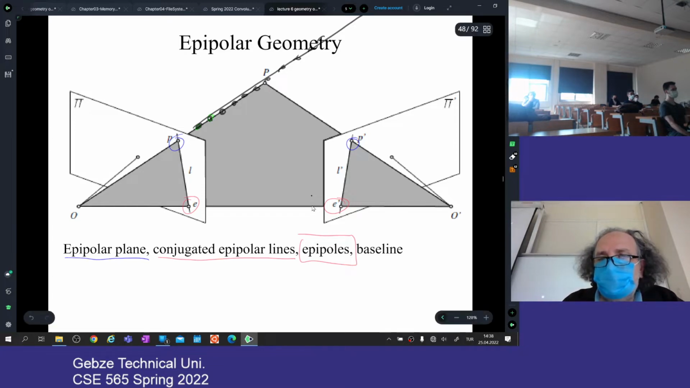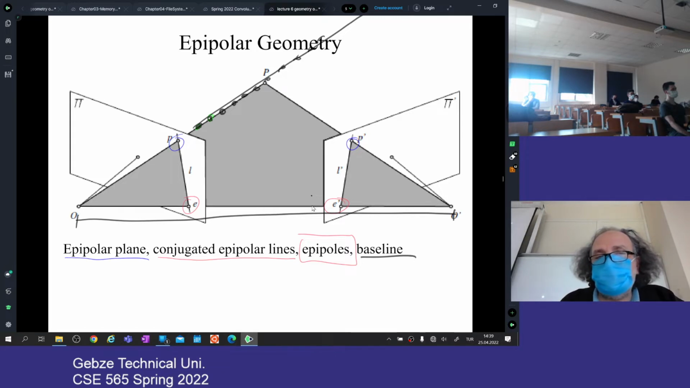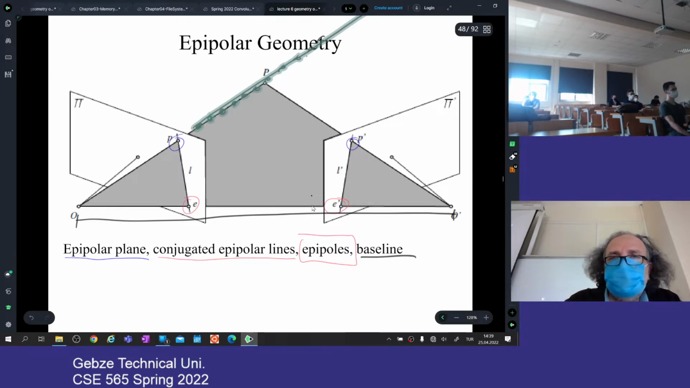Then I have the baseline. Baseline is this vector between O and O prime. E and E prime are special because if I move P around, let's say I have moved P here.